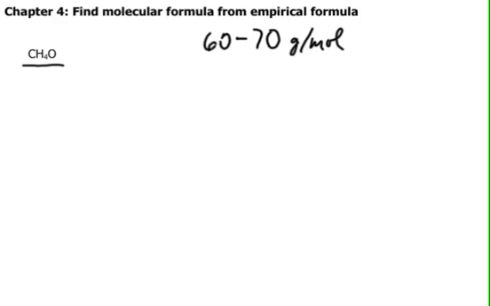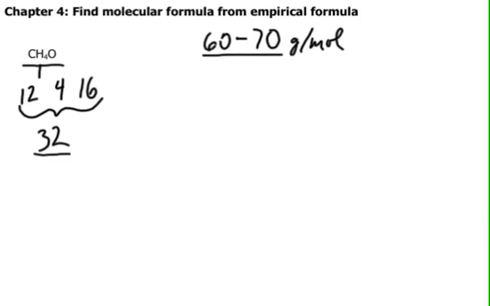So here's the way you do it. You look at the formula and you figure out the molar mass of this formula as written. So carbon, molar mass of 12. We have 4 hydrogens. Each of them is 1, so those together make 4. Oxygen is 16. So altogether, the molar mass of this is 32. So we know then, because this molar mass does not fall within that range, that the molecular formula can't be this.